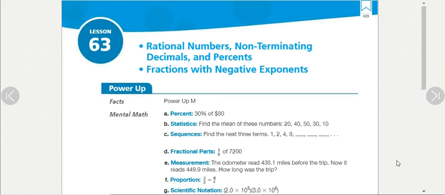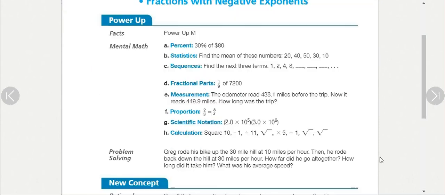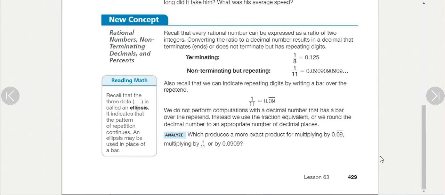Lesson 63 is called rational numbers, non-terminating or not ending decimals, and percents, and then fractions with negative exponents they toss in there too. Lesson 63. Recall every rational number can be expressed as a ratio. It's kind of where we get that word rational. Of two integers. Converting the ratio to a decimal number results in a decimal that either ends, terminates, or doesn't end, non-terminating.